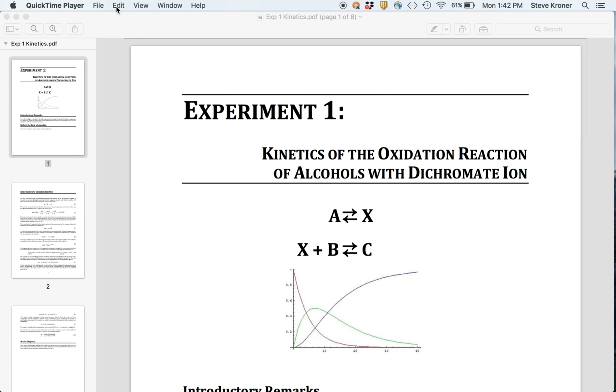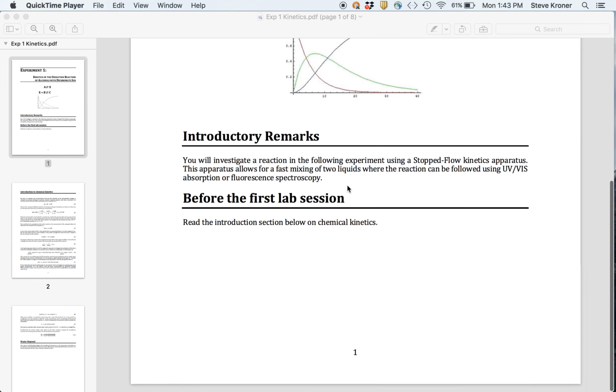Hello and welcome. This is an introduction to experiment one. This experiment deals with studying the kinetics of an oxidation reaction of alcohols with dichromate ion.